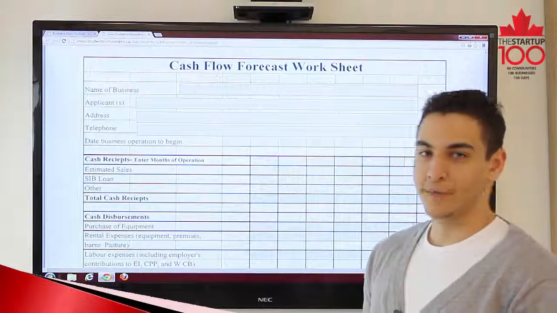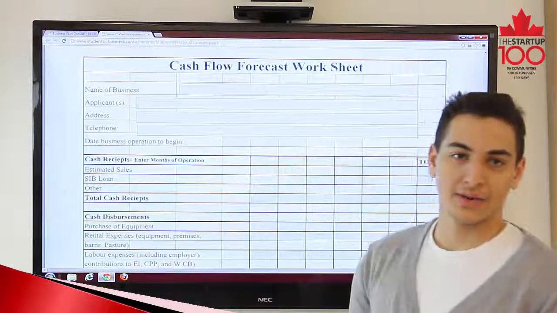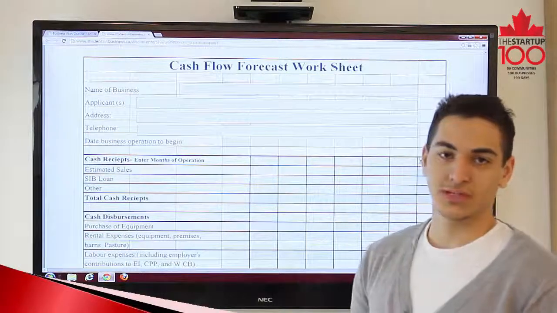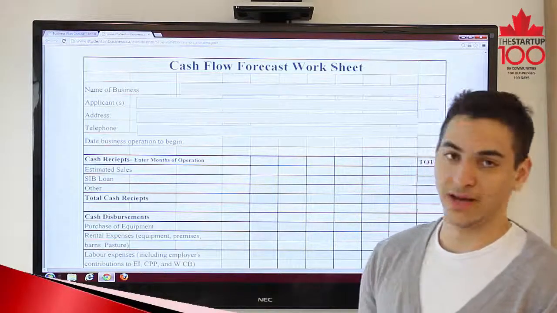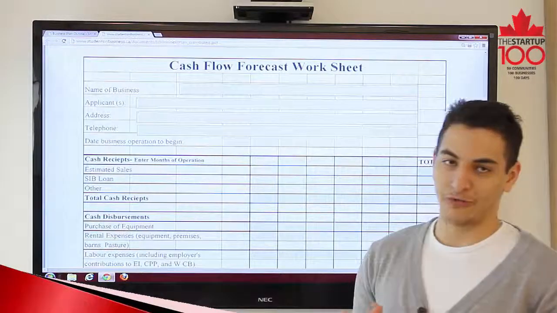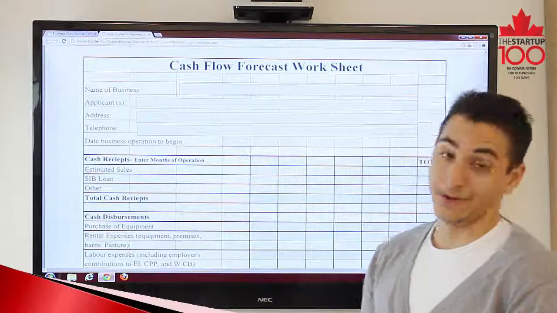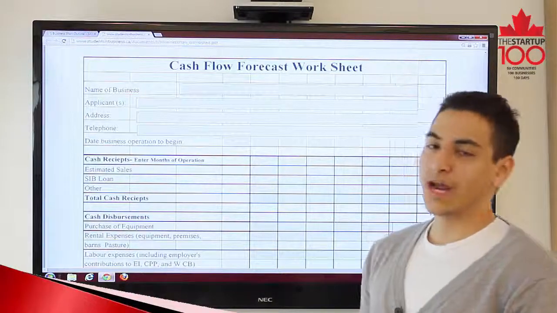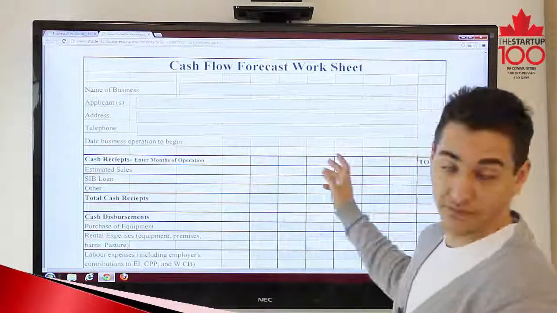I'm Omar. I'm a third-year student in accounting at St. Mary's University. I work at the Soviet School Business Development Center, and hopefully one day I'll have my accountancy business up and running. And also I do the Startup 100. So today I'm going to be walking you through the cash flow worksheet.